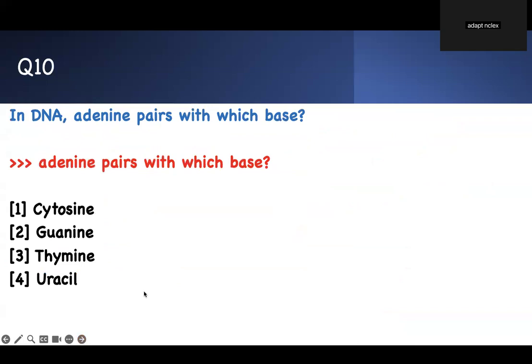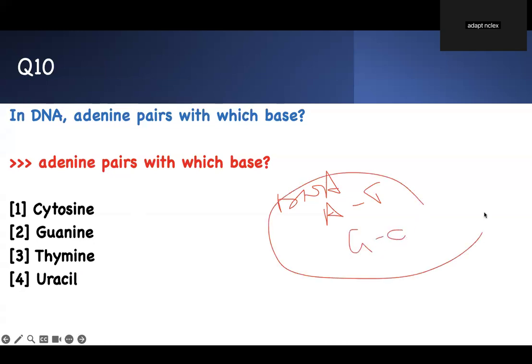And the last one. In DNA, adenine pairs with which base? You have DNA and then you have RNA. In the DNA, A pairs with T, right? And G pairs with C. Therefore, adenine is going to pair with thymine. That's the best way to master it. So A to T and G to C.